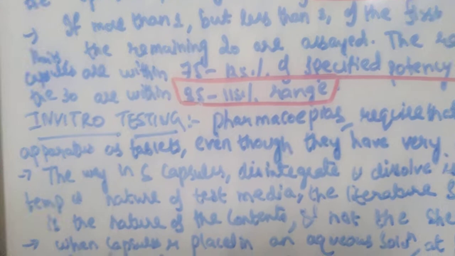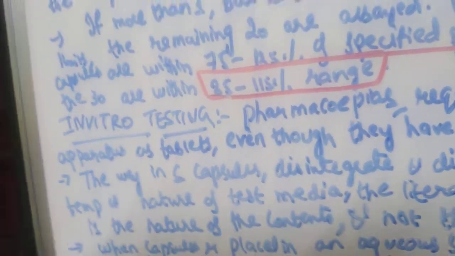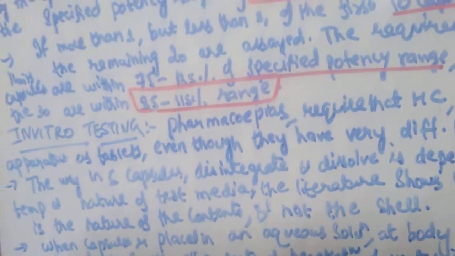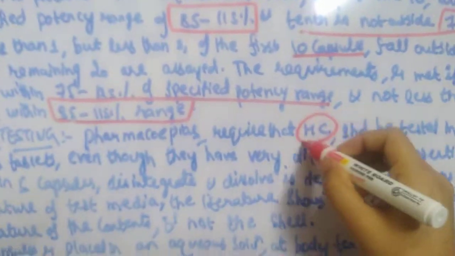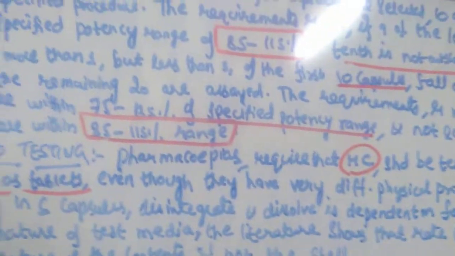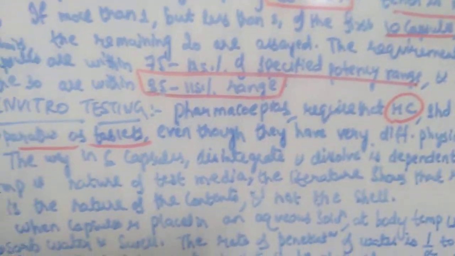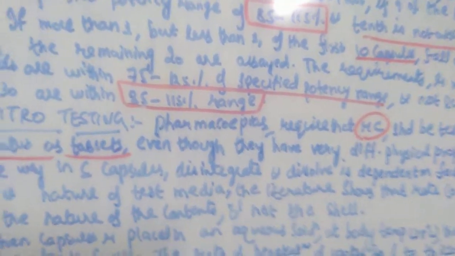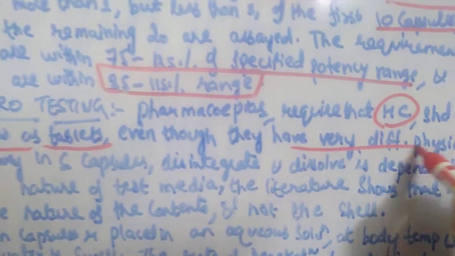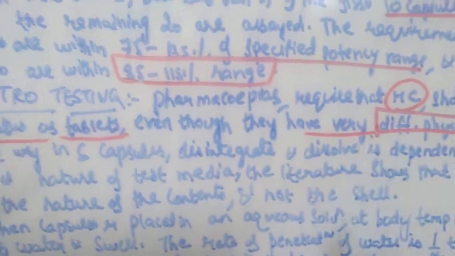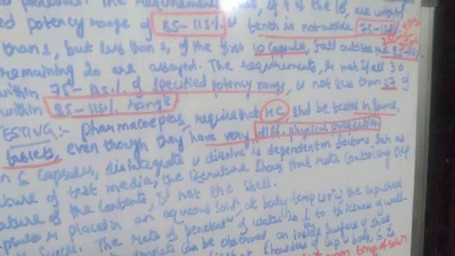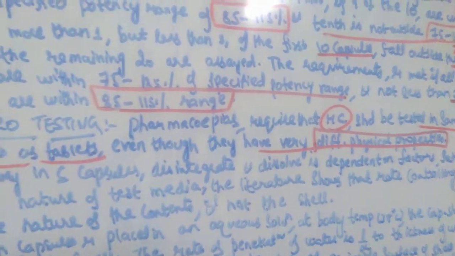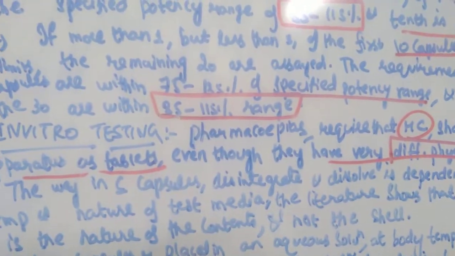So now we'll discuss in vitro testing. In vitro testing means dissolution and disintegration. The pharmacopoeias require that hard capsules be tested in the same apparatus as tablets, like the USP dissolution apparatus and USP disintegration apparatus. The same should be used for your hard gelatin capsules, even though they have very different physical properties. Even though tablets and capsules have different physical properties, you should perform the test in the same apparatus.